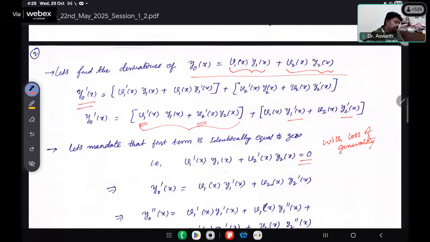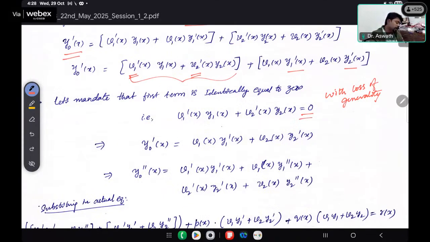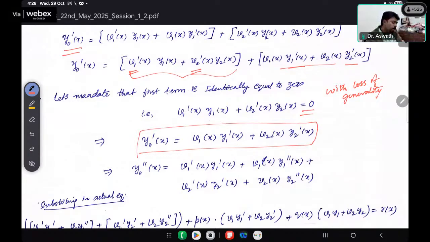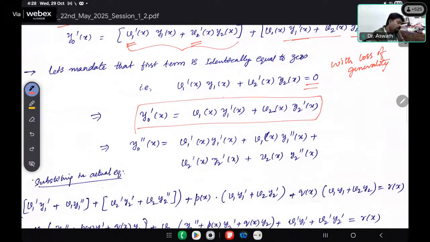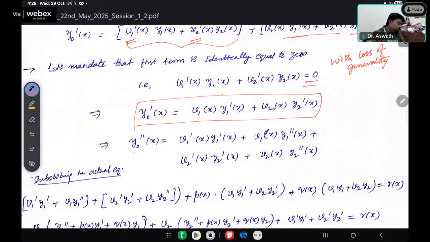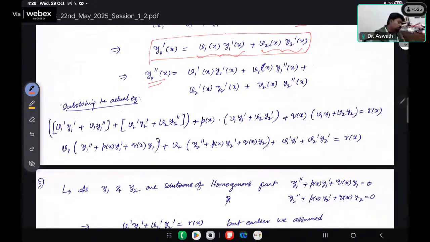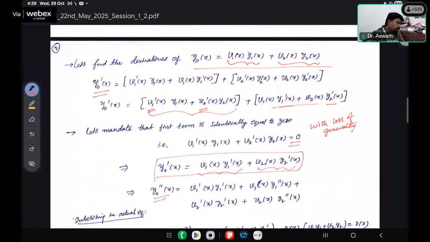And you will see the implication later. Right now, let's assume that. In that case, what happens? I will get y dash with only this term. Now, for having y dash like this, what would y double dash be? Again, you differentiate the first two terms and then the second two terms. You will get 4 more terms. Let's substitute y, y dash, y double dash into the actual equation.